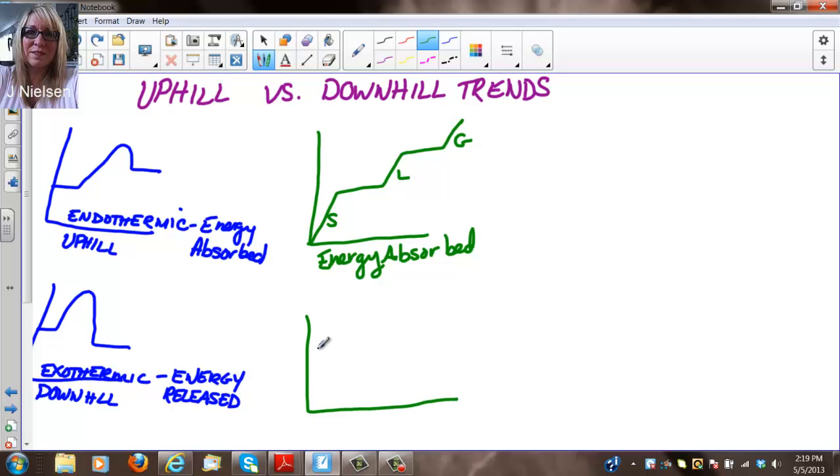The opposite of that is a cooling curve. When we go from a gas, to a liquid to a solid. Here, energy is released. Notice what's happening here. I'm going uphill. Notice what's happening here. I'm going downhill.